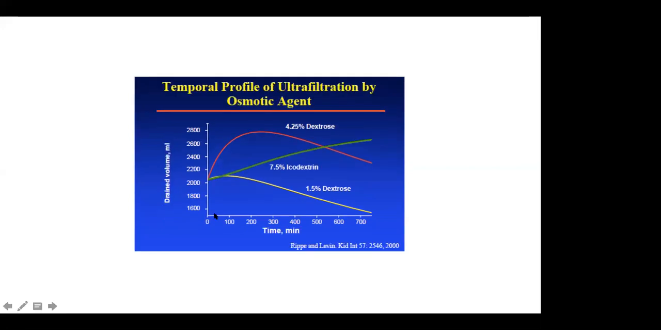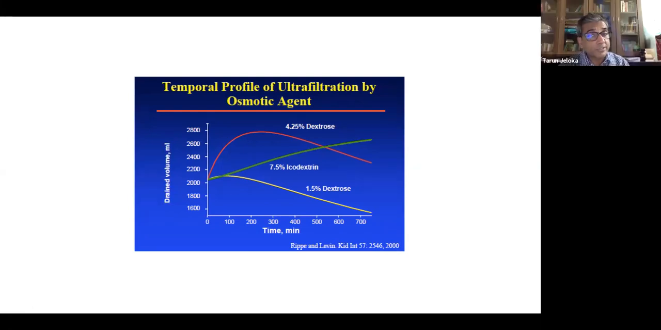And if you use 7.5%, which is icodextrin, which actually is a glucose polymer, don't confuse, it is not dextrose, and it doesn't get absorbed significantly. So what happens is, because the osmotic gradient is continuous, the ultrafiltration though occurs slowly, and we will see how it occurs slowly, and it keeps going on even up to 10 to 12 hours. So when you require more ultrafiltration, you can use a higher concentration bag or icodextrin. But when you use icodextrin, you have to keep in mind that you will have to keep the fluid for longer hours. If you remove it in 4 to 6 hours, you won't get significant ultrafiltration.